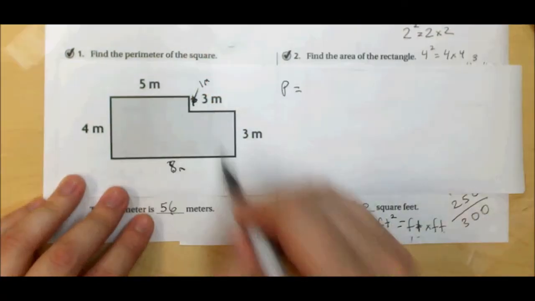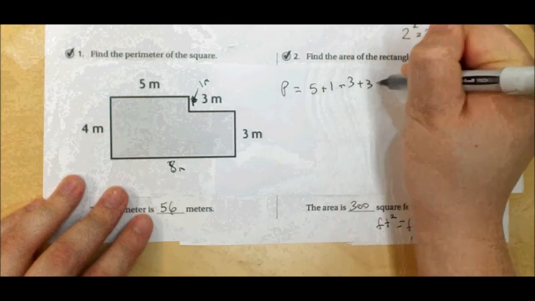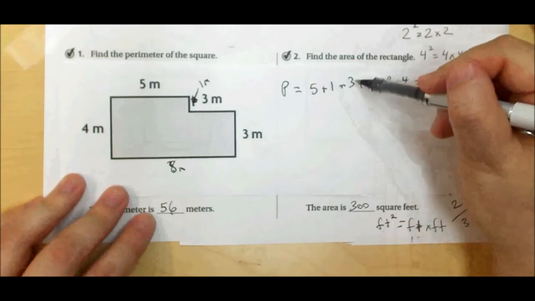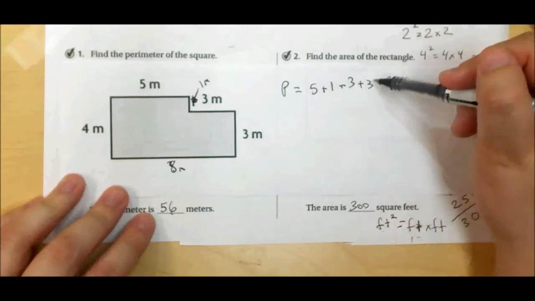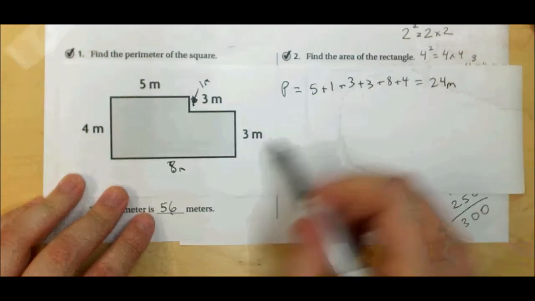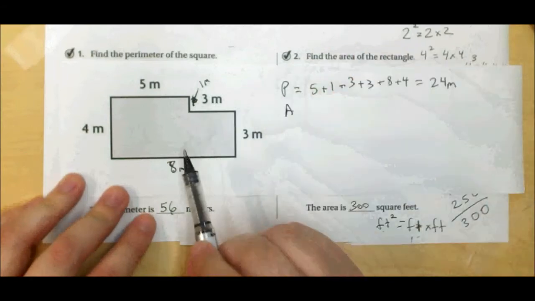So now I can add up all the sides: 5 plus 1 plus 3 plus 3 plus 8 plus 4. That gives me 6 plus 3 is 9, plus 3 is 12, plus 8 is 20, plus 4 is 24. And my units are meters because I'm just adding meters to more meters. Now let's figure out the area. And that's a tough one.